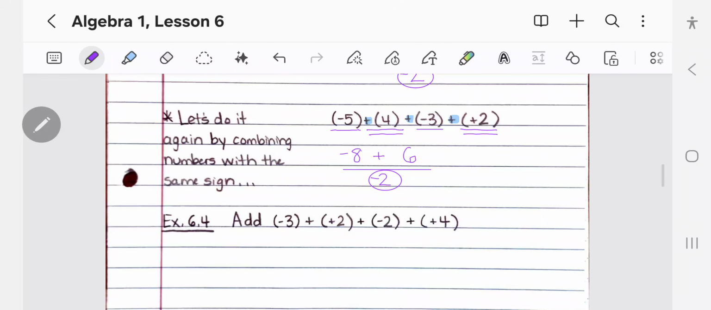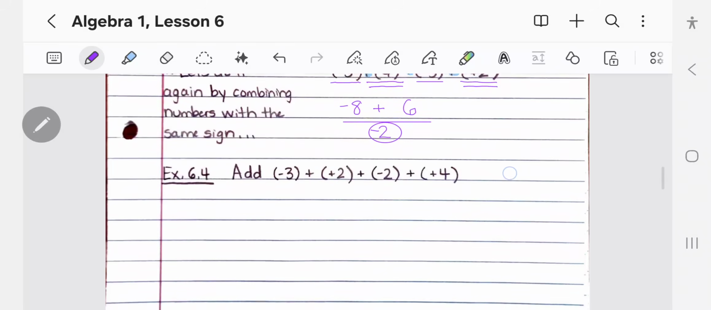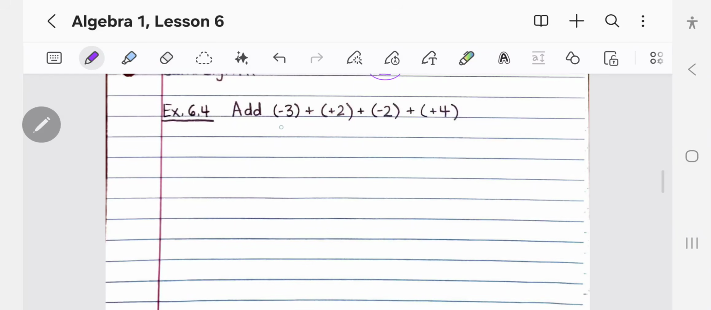If you do it this way, when you put all your positives together, you're adding. When you put all your negatives together, you're adding, and then you don't have to subtract until the end. So let's do that with this. I've got a negative here and a negative here. Same signs, let's add them and we get 5 and keep the same sign. Let's put our positives together. 2 plus the 4 gives me 6. Add their absolute values and keep the same sign.